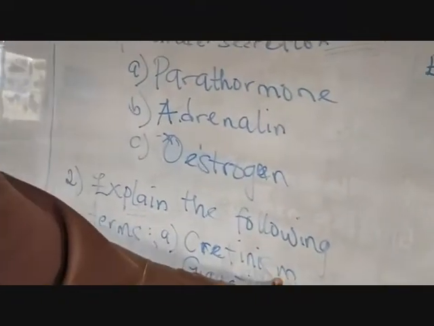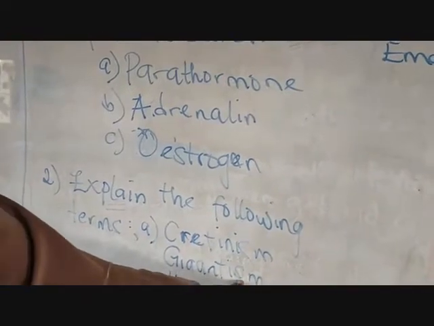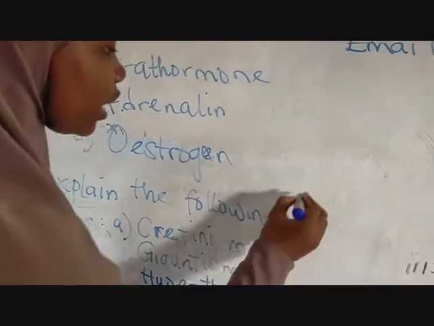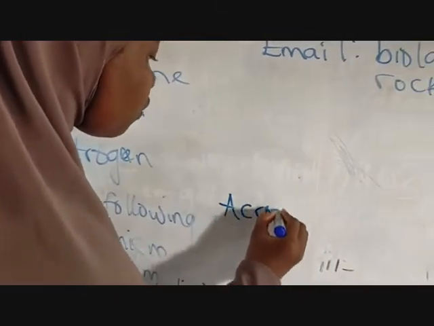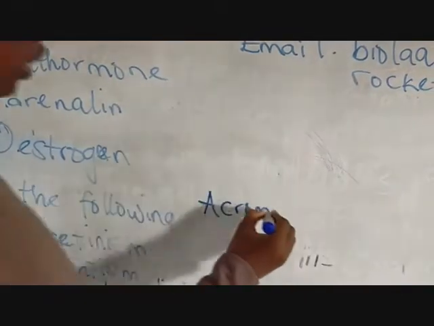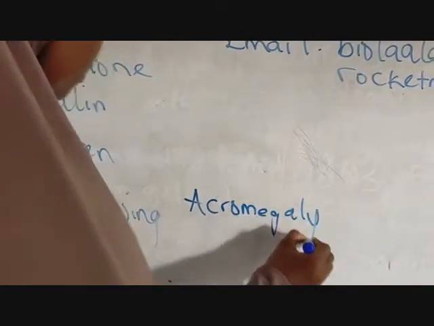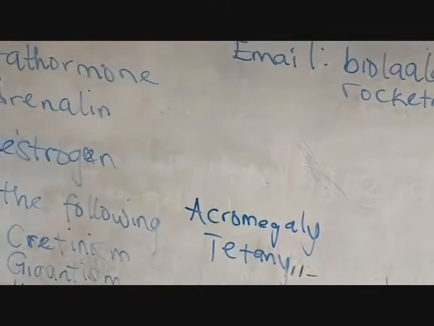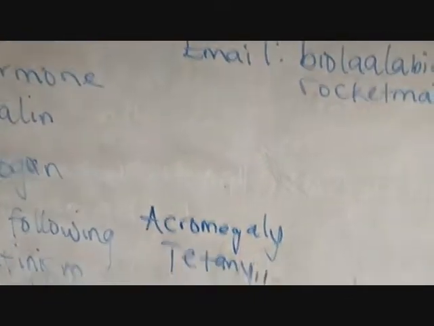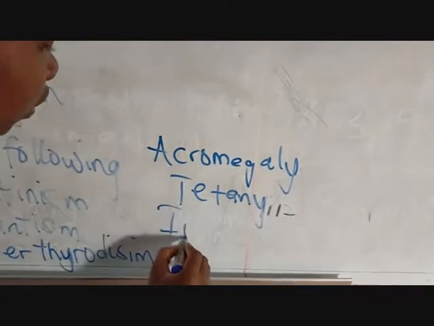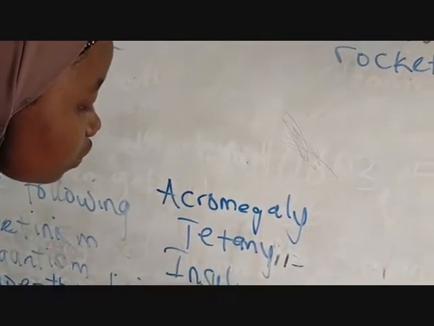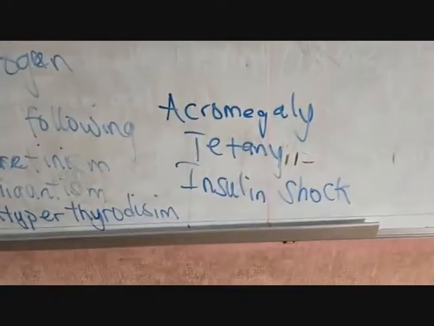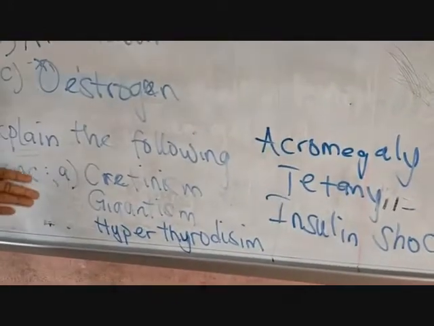We have cretinism, gigantism, hyperthyroidism, and also acromegaly. Look at each of those words. And then, not to forget, we also have a condition known as insulin shock. All these are in relation to over-secretion or under-secretion of hormones.